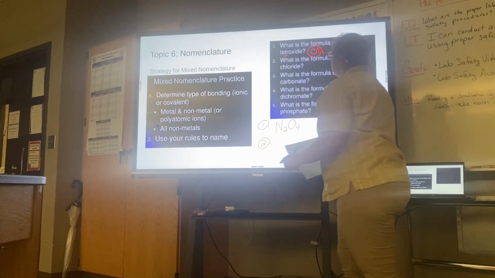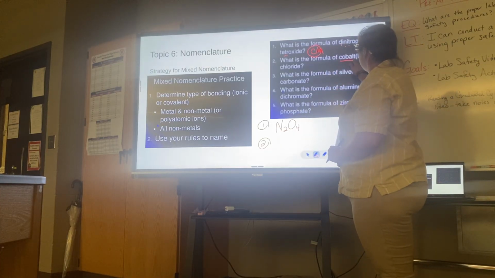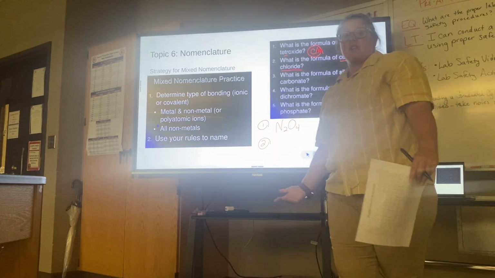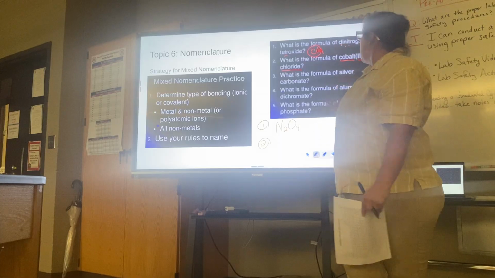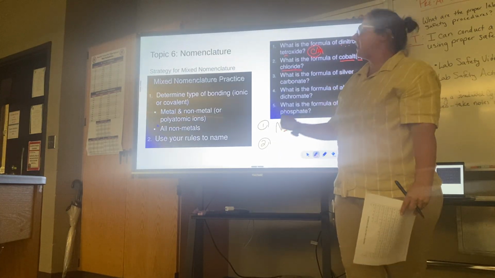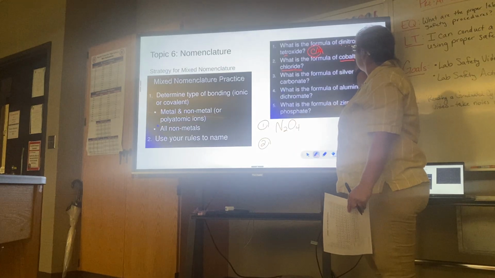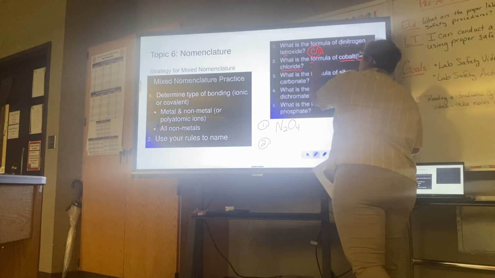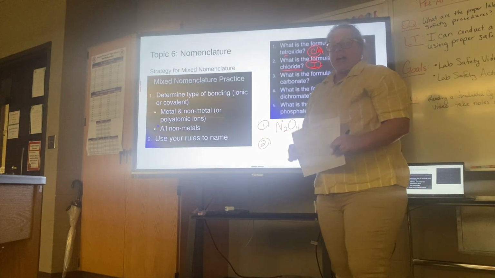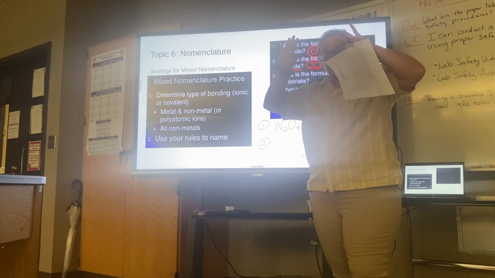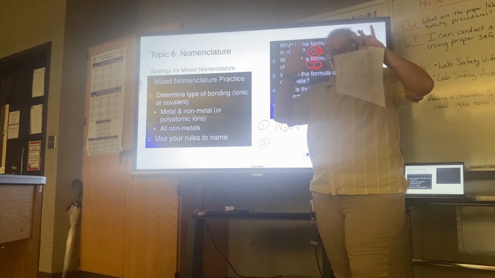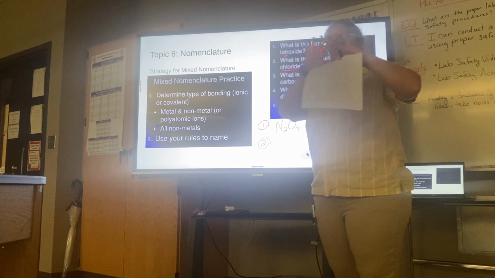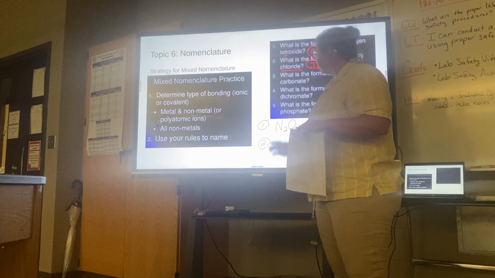For number 2, let's evaluate this one. We have cobalt II chloride. So we figure out first if this is ionic or covalent. I don't see any prefixes, and I see a metal with a Roman numeral. So that means that this is going to be an ionic compound. Now, when we write an ionic compound, we look at the charges, we cancel them out. So our subscripts are not coming from prefixes like this, but our subscripts are coming from balancing out my charges.